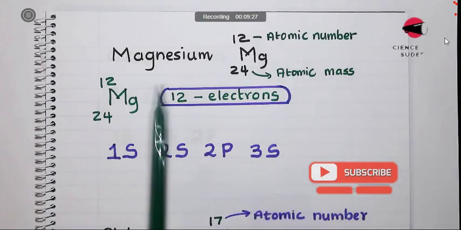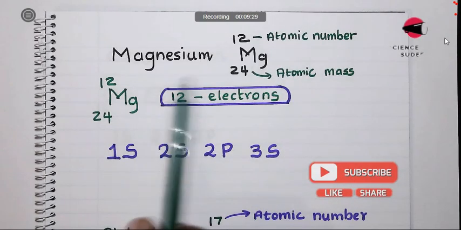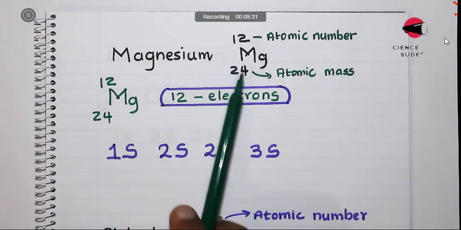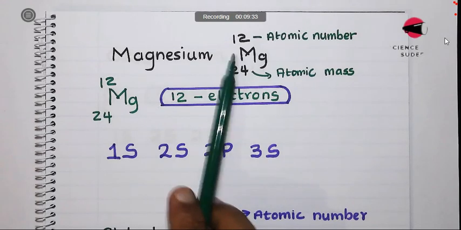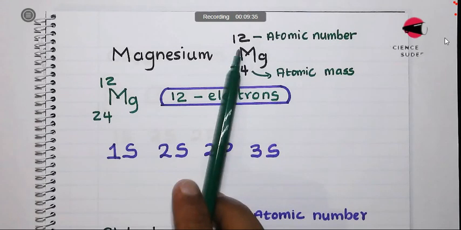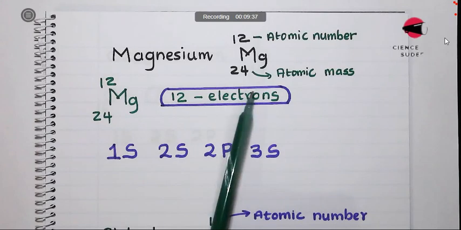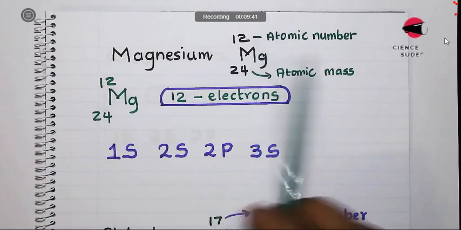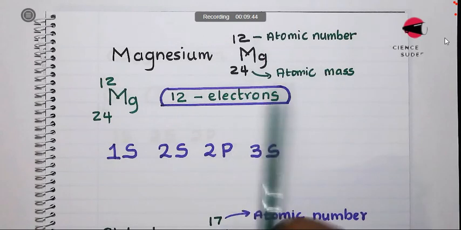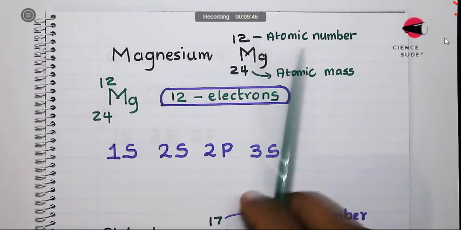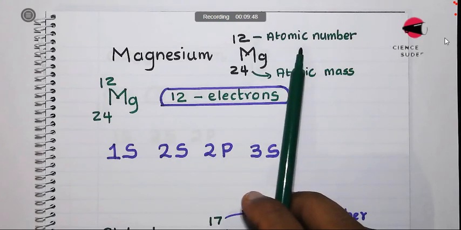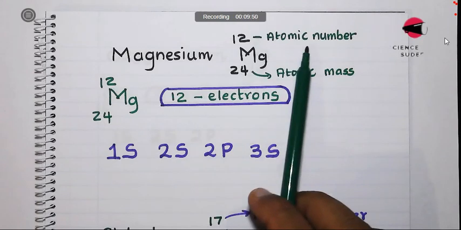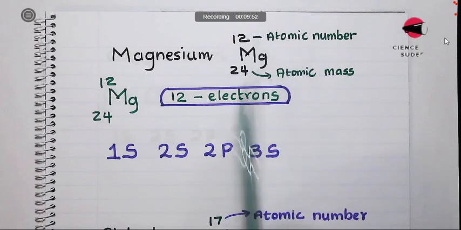Let's have a look at the magnesium element. Magnesium is represented as Mg, with 12 on top and 24 at the bottom. The smaller number around an element shows the atomic number, and the large number shows the atomic mass. The atomic number for a neutral atom is the number of protons, or the number of electrons. Here we only consider the number of electrons because we are dealing with the electron configuration.